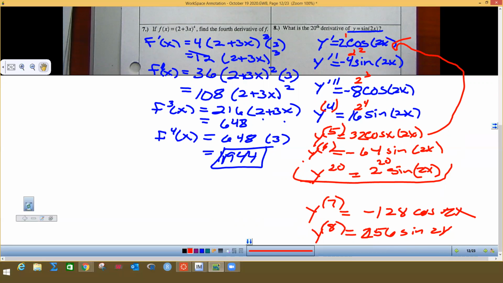Will they accept answers like that on the AP exam, or will we have to actually write out 2 to the 20th? They will accept this. Now, this would probably be a multiple choice one, and if this was a multiple choice and they didn't want 2 to the 20th, they would actually let you use a calculator to get 2 to the 20th. I don't think they're going to make you multiply 2 times itself 20 times. All right, so that's 8. Now we got number 9.